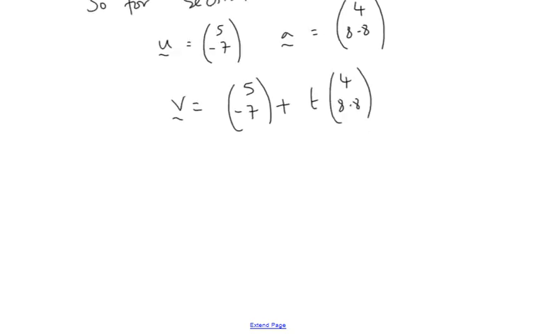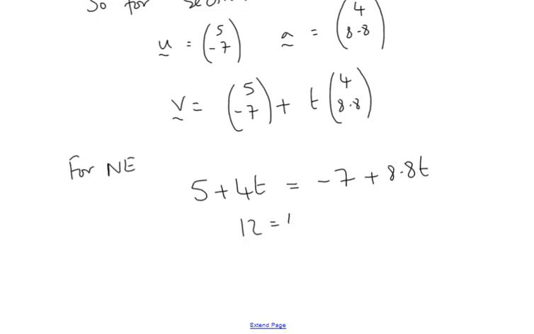And for northeast, it must be that 5 plus 4t is equal to minus 7 plus 8.8t. And if we work through that, we get 12 is 4.8t. Therefore, t is 2.5 seconds.